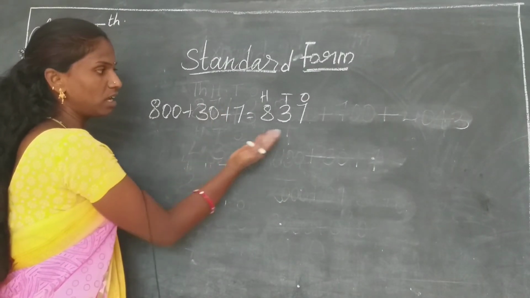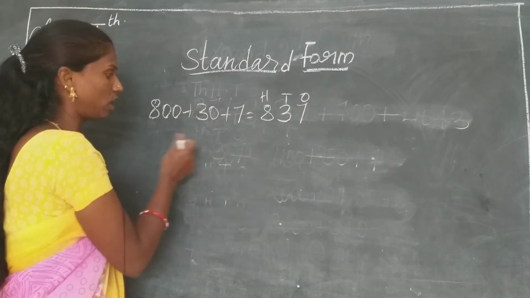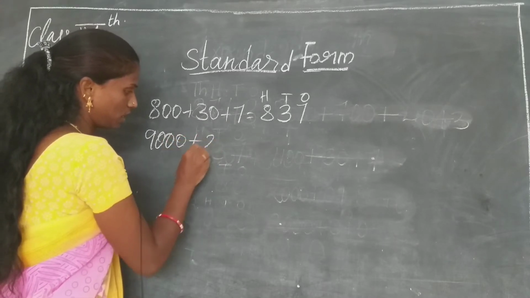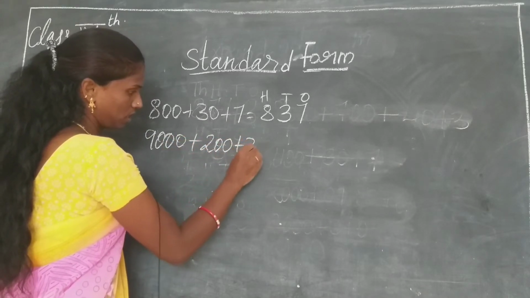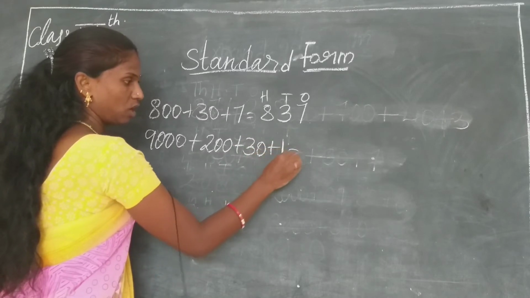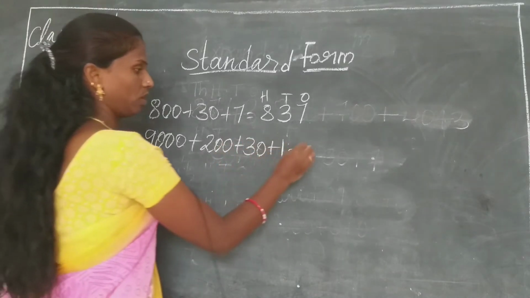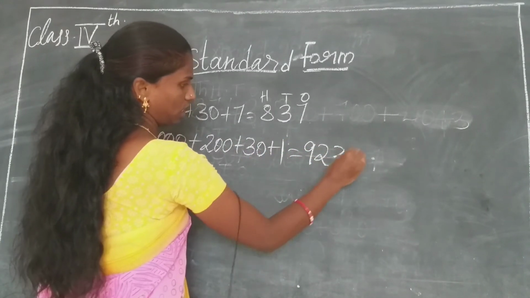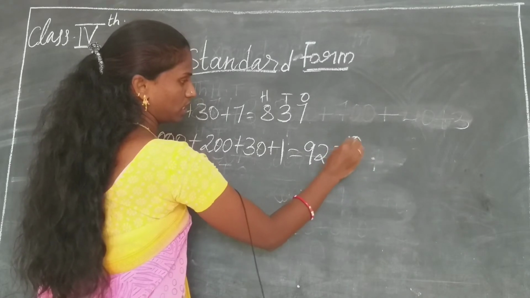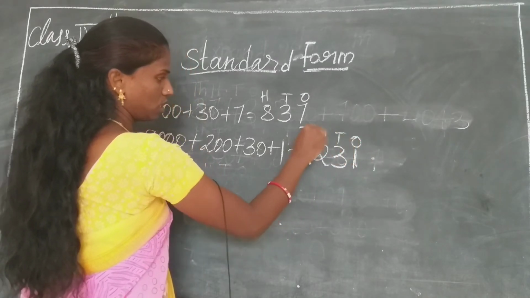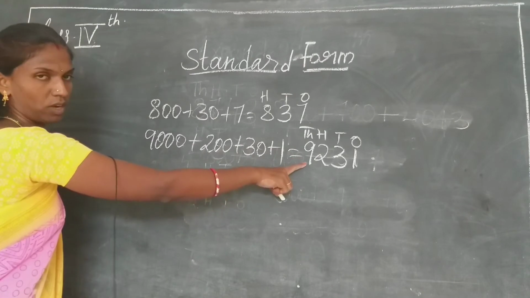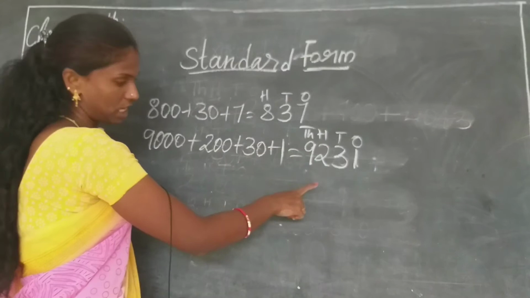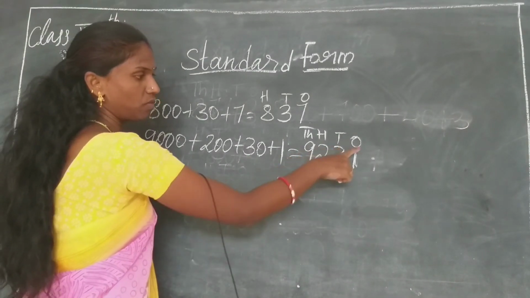When expanding, here you are writing 9,000 plus 200 plus 30 plus 1. How to write this in standard form? 9, then 2, 3, 1. So here ones, tens, hundreds, thousands. So 9000 is in the thousands place, you have to write 9 in the thousands place. 200, we have to write 2 in the hundreds place. 30, so 3 is in the tens place, 1 is in the ones place.